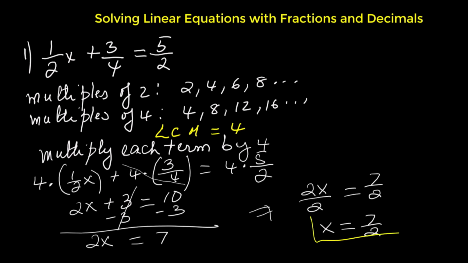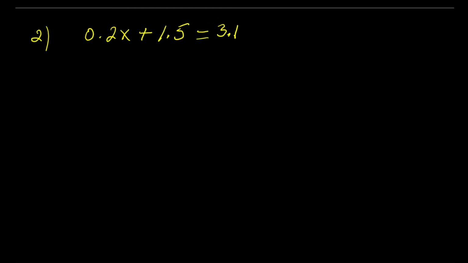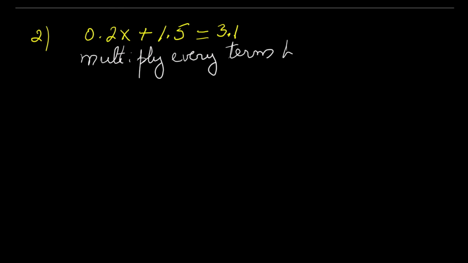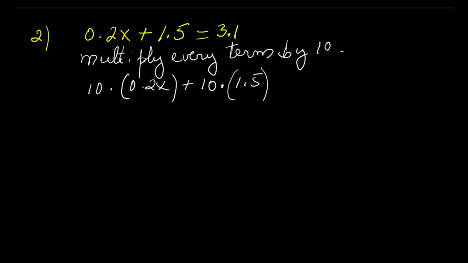Now let's deal with decimals. Remember, decimals are just fractions in disguise. Try this equation: 0.2x plus 1.5 equals 3.1. To clear decimals, multiply every term by a power of 10. Ten times 0.2x plus 10 times 1.5 equals 10 times 3.1.